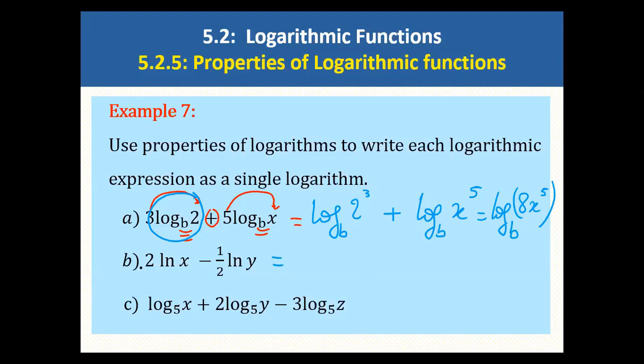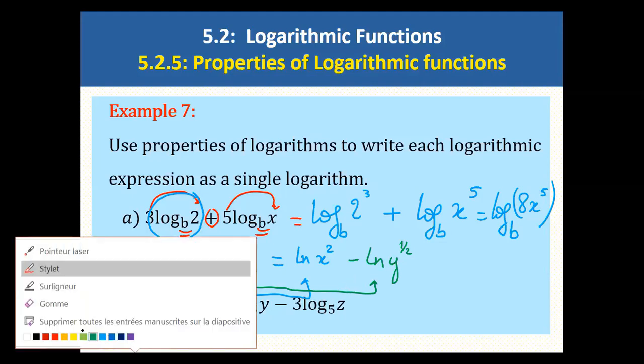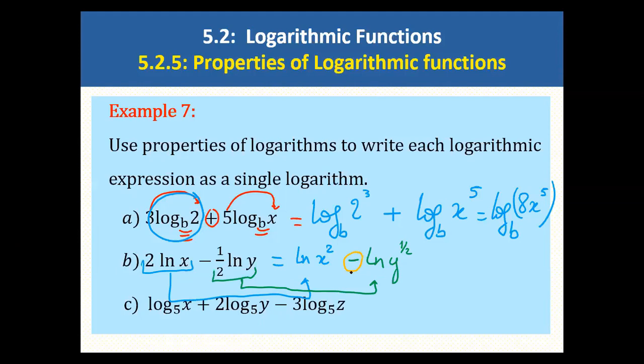Here also, the first term becomes ln of x squared, and the second term becomes minus ln of y to the half. Okay, and we have the minus, so it becomes ln of x squared over the square root of y.